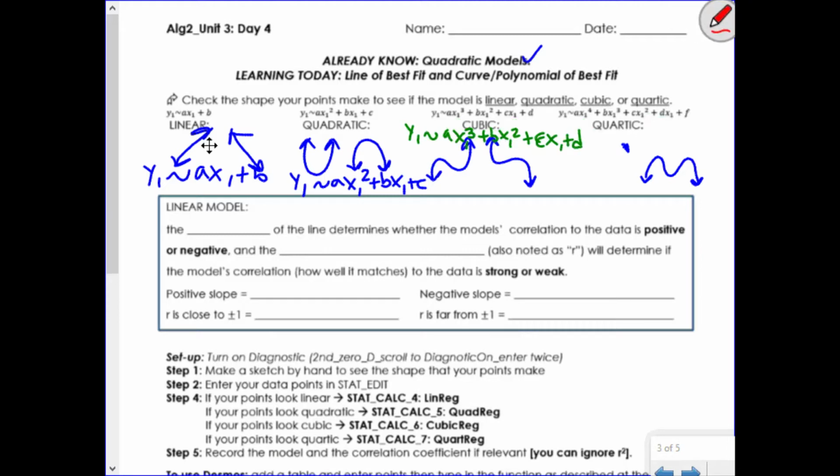Quartic one is longer. Does everybody have that written down so far? Okay, so for the quartic, I'm going to write it here just so I have more space. Y sub 1 wiggle a x sub 1 to the 4th power plus b x sub 1 to the third power plus c x sub 1 to the second power plus d x sub 1 plus f. Skip.